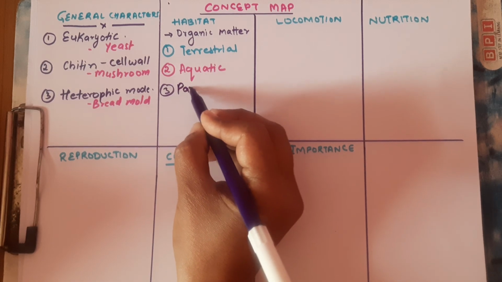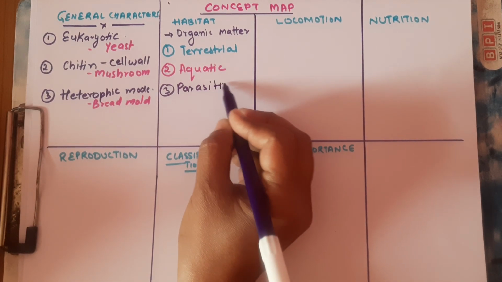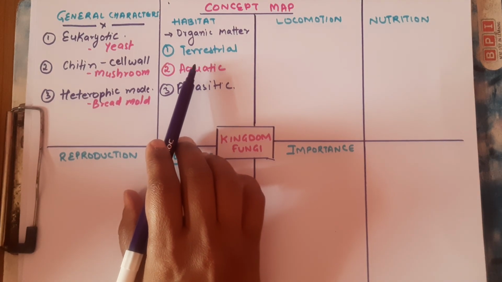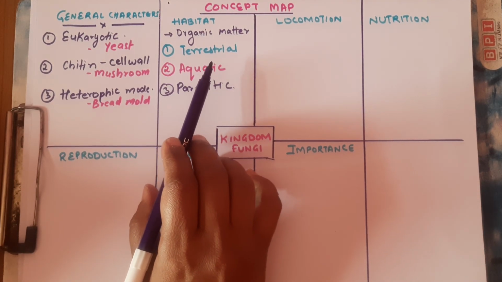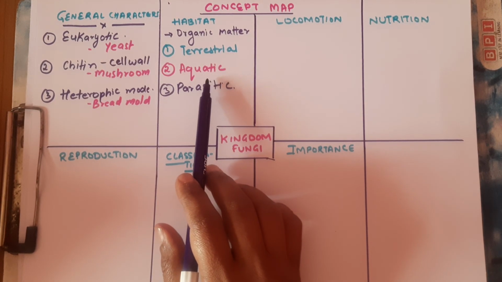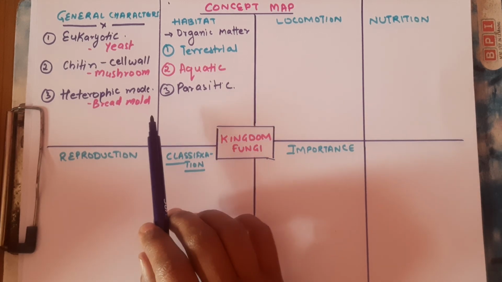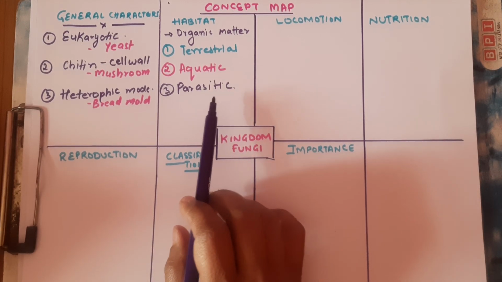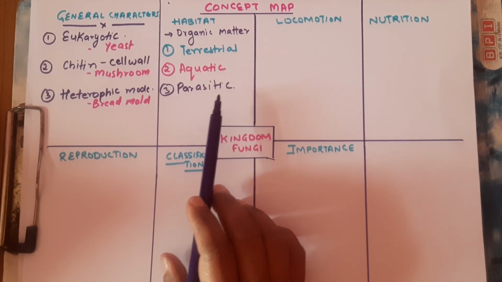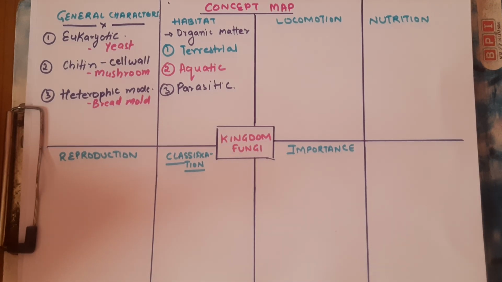So now let's talk about them one by one. Fungi are present in the terrestrial, the land, where you can find fungi growing in soil, decaying wood, or leaf litter. If we are talking about the aquatic habitat, then they are found in freshwater and marine ecosystems. And if you are talking about the parasitic habitat, then they live inside a host like a plant or an animal.